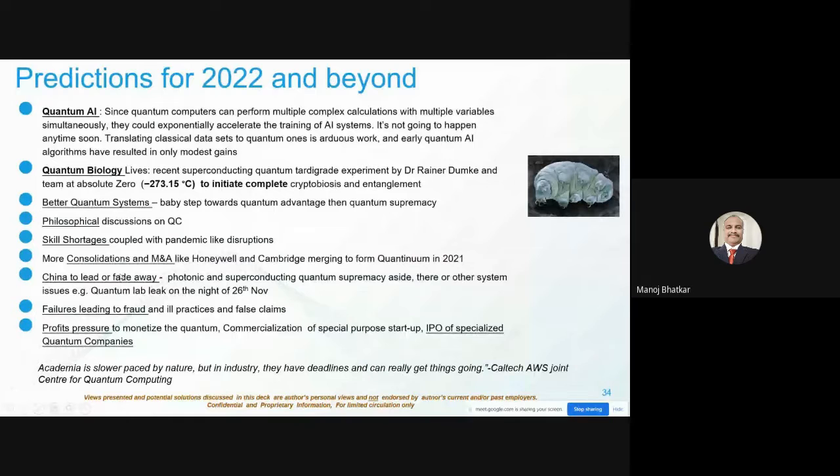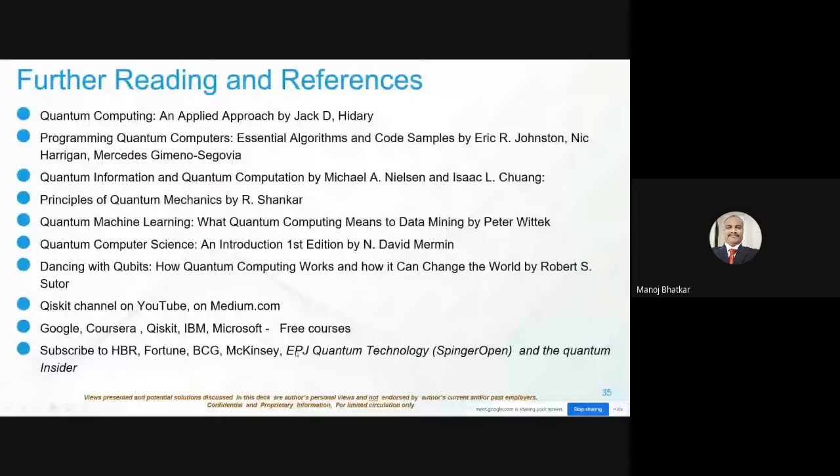Skill shortage, consolidation will happen. Either China will lead or China will fade away, because there was a quantum lab leak on 26 November. So, however the claims may be, whether they have achieved supremacy or not, lot of profit pressures would be there, because lot of money has been put into the industry by the investors.